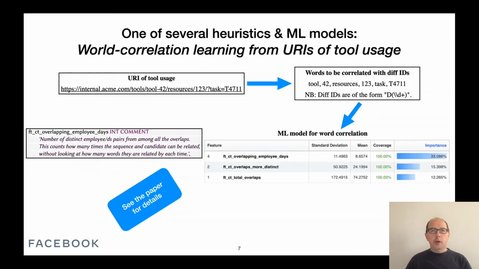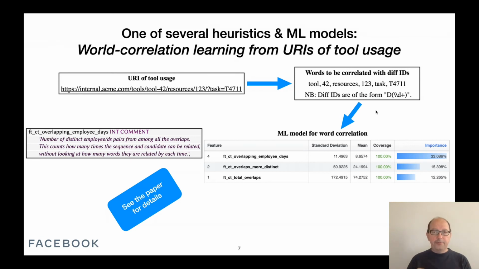Okay, so just one example of a particular ML model here. Remember, we have lots of internal tools, and most of these tools are web-based. So basically, we can look at all the UIs for tool usage. And then what we do is we extract words from these UIs, and we try to learn correlation or co-occurrence of words with diff IDs. Diff IDs have a very specific structure. They start with a D and then some digits. So we try to see what words co-occur with diff IDs.